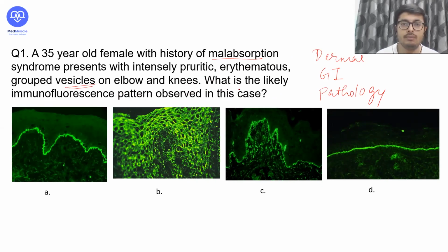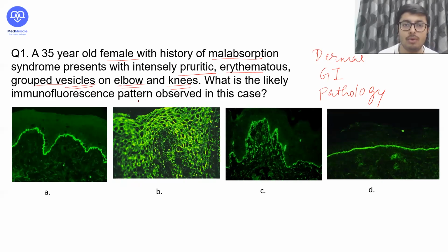Basically, what the question is asking is there is a middle-aged female with a history of malabsorption syndrome. So she is having a malabsorption syndrome of the GI where she is not able to absorb the nutrients, and she is presenting to the dermat OPD with intensely pruritic, that is itchy, erythematous grouped vesicles. So basically, she is having a vesiculobullous disease, right? She is having a vesiculobullous condition, and these vesicles are grouped, pruritic, and erythematous, and the site is elbow and knees. So basically, the extensor aspects are involved.